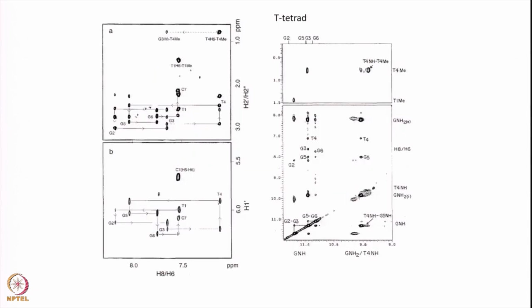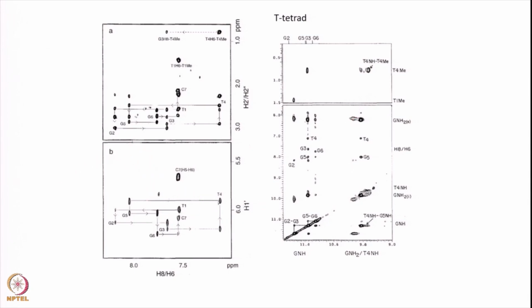Okay. Now this is another discovery, this is called the T tetrad. So once you have the G tetrad, can you also have a T tetrad? Indeed it turns out that you can also form a T tetrad, and that is evident from the T4NH to the T methyl. So this NOE is very characteristic of that one, and we will not go into the details of this discussion.